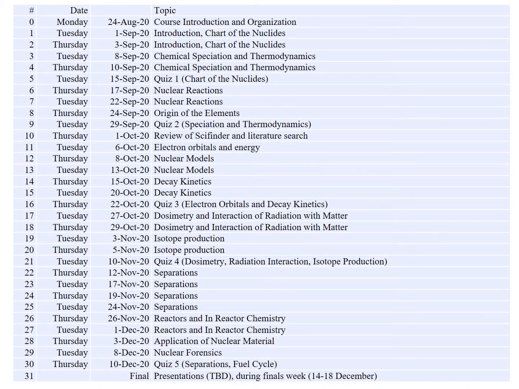The course agenda is shown here. Lectures will be posted either Tuesdays or Thursdays. We will have meetings on Thursdays from 10 to 11:15 via WebEx. And the topics in the course include chart of the nuclides, chemical speciation and thermodynamics, nuclear reactions, electron orbitals and energy, nuclear models, decay kinetics, dosimetry and interaction of radiation with matter, the production of isotopes, radiochemical separations, chemistry that occurs in a nuclear reactor, the application of nuclear material, and nuclear forensics. The final presentation will be performed during finals week.